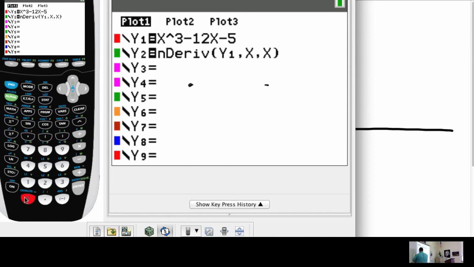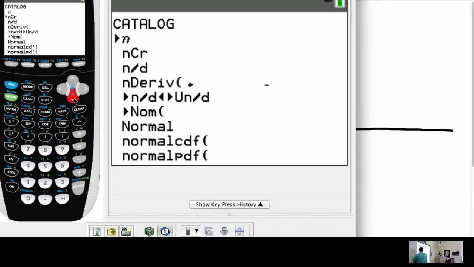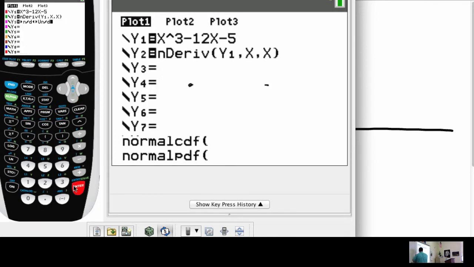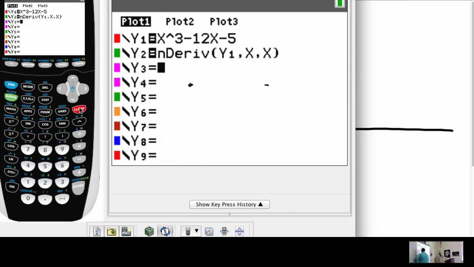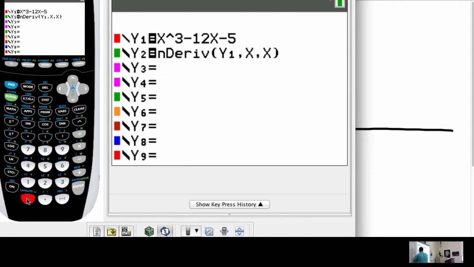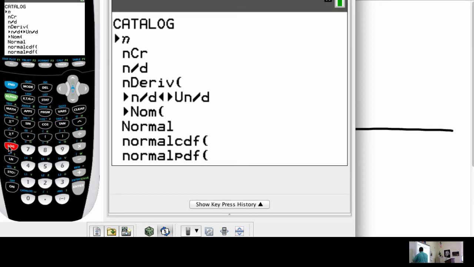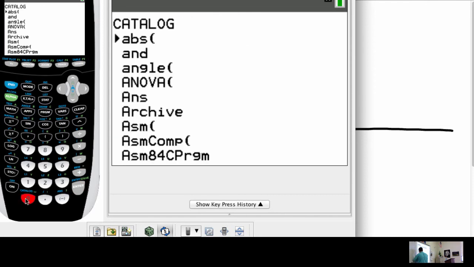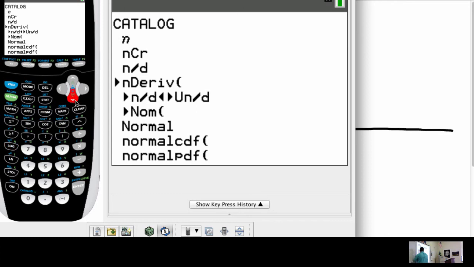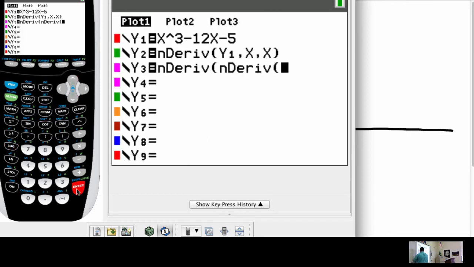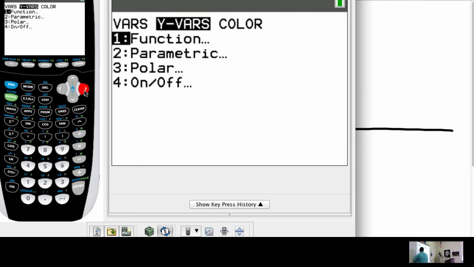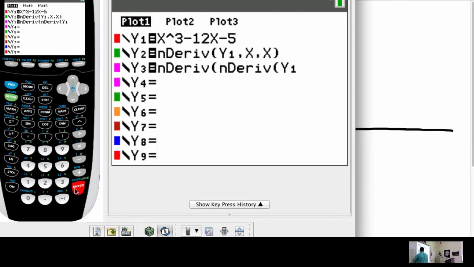So if I hit second catalog, and I come in with, do you guys understand what I meant by that? Whoops, I gotta clear that out. I don't know if it'll do it or not. So if I come in here and I take the derivative, and then I take the derivative of the derivative, so we're doing the double derivative like we did in yesterday's example. Now I've got to hit vars, y1. Now if I come back, whoops, it didn't want to finish it for me.